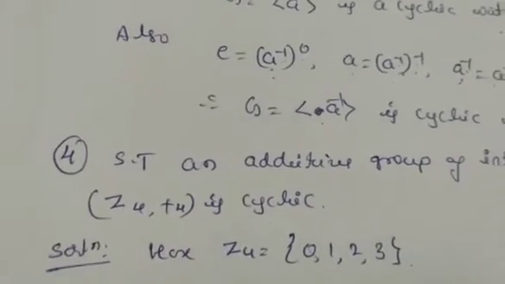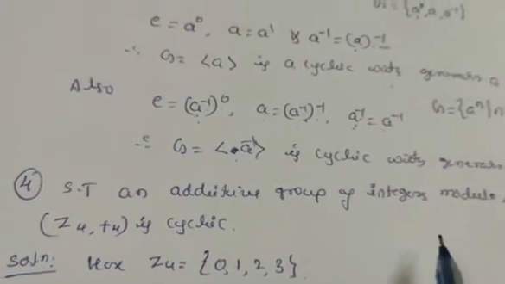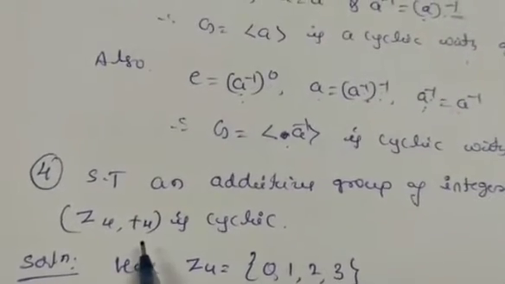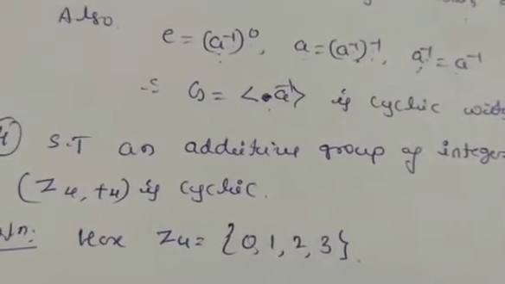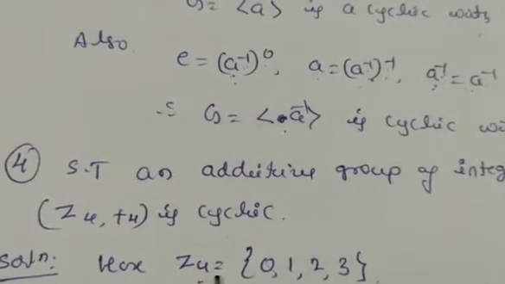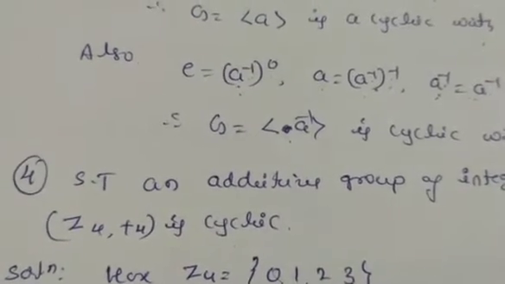Let us take one more example. Show that the additive group of integers modulo 4, that is Z4 with addition mod 4, is cyclic. Let us take Z4, which contains 4 elements: 0, 1, 2 and 3.